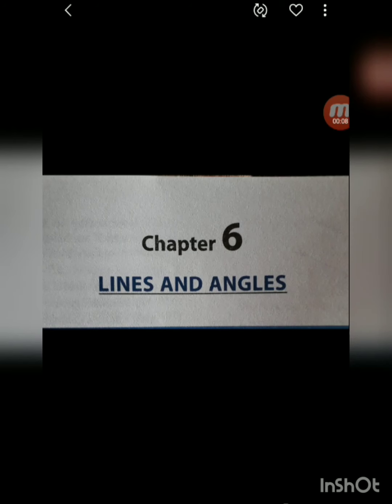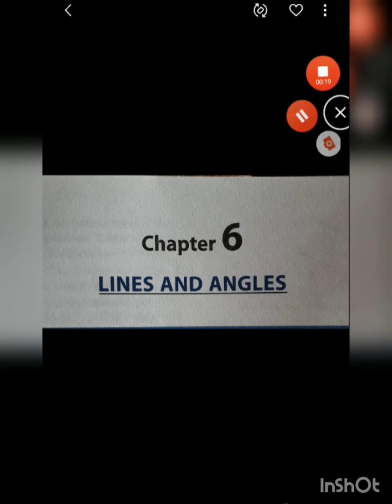Today we continue chapter number 6, Lines and Angles. We have discussed the definitions, axioms and theorems. Now we start exercise 6.1. For exercise 6.1, take out page number 96 in the textbook. We read the question from the textbook and then we discuss the answer.